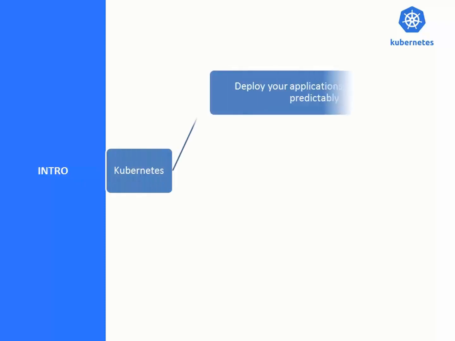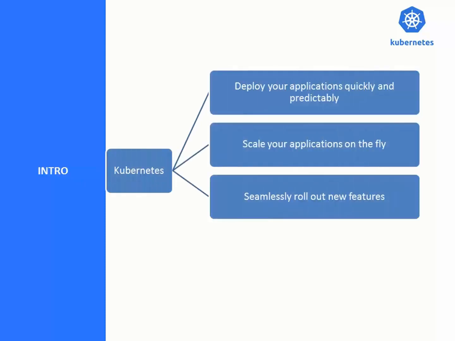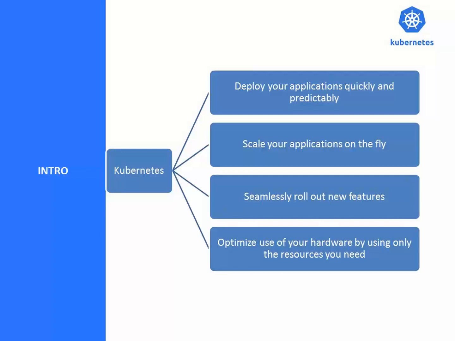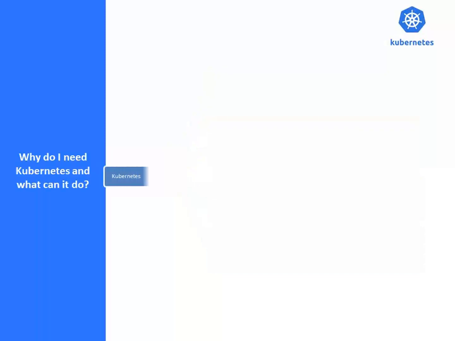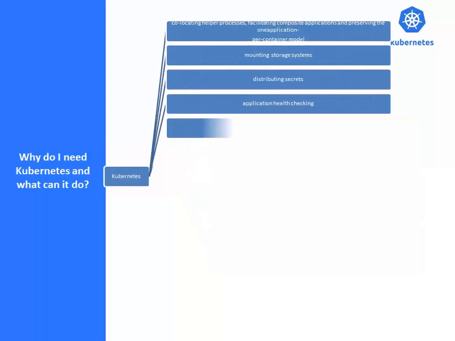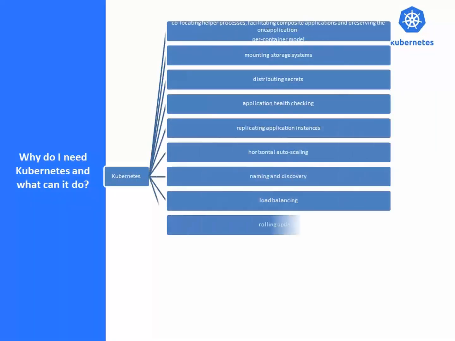Kubernetes is an open-source platform for automating deployment, scaling, and operations of application containers across clusters of hosts, providing container-centric infrastructure. With Kubernetes, you are able to quickly and efficiently respond to customer demand, deploy your applications quickly and predictably, scale your applications on the fly, seamlessly roll out new features, optimize use of your hardware by using only the resources you need. Kubernetes can schedule and run application containers on clusters of physical or virtual machines.